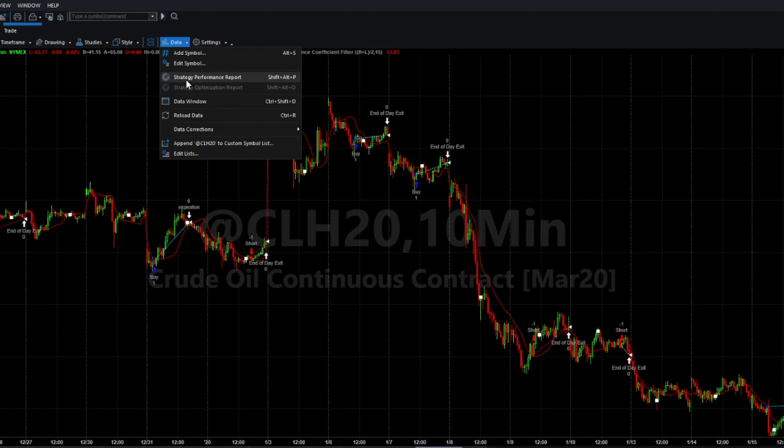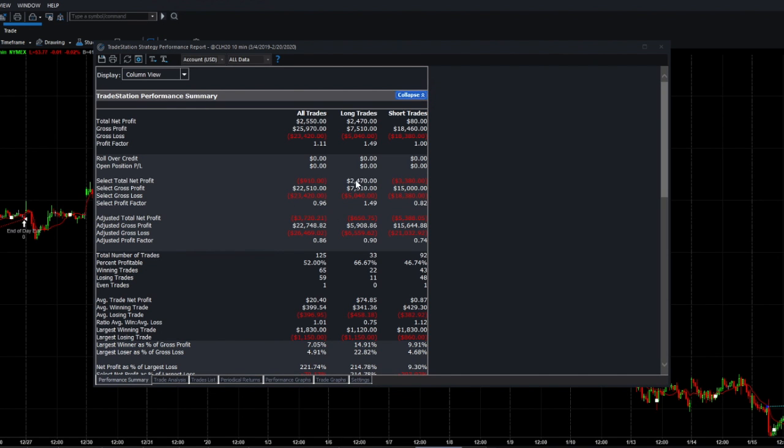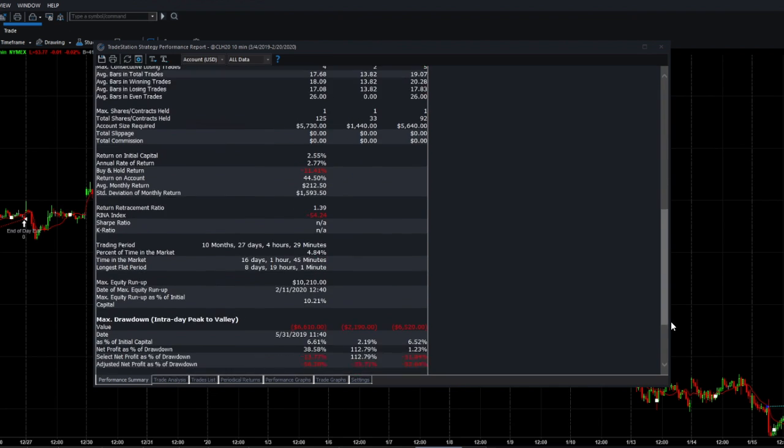And by the way, this strategy has not been optimized at all, so don't be surprised by the low numbers. You see, the total profit was only $2,550 and the profit on short was only $80. That's terrible. Profit factor is 1.11 and the average net profit is really low with only $20, so that's definitely not a profitable strategy as it is.